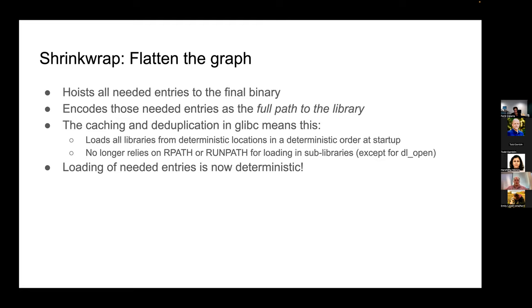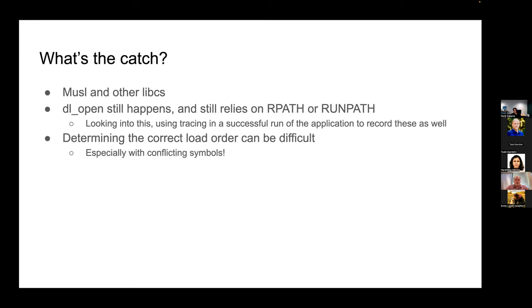The idea is it hoists all the needed entries into the binary. It encodes them as the full path. So you always load the same set. And then the caching and deduplication in the loader mean that you get everything the same way every time. Which means that now our loading is reproducible from what we had in the build environment. It's deterministic, assuming everything is still there. I mean, if you delete a library, well, you get to keep both pieces.